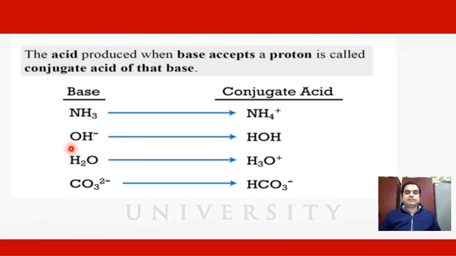Let us take another example. This H2O will act as a base. When it accepts a proton, it will produce the H3O plus ion. So the H3O plus ion, that is the hydronium ion, is the conjugate acid of this H2O species. And in the case of the CO3 2 minus ion, which is acting as a base, when it accepts a proton, it will produce HCO3 minus, that is the bicarbonate ion. This bicarbonate ion will act as the conjugate acid for the carbonate ion.